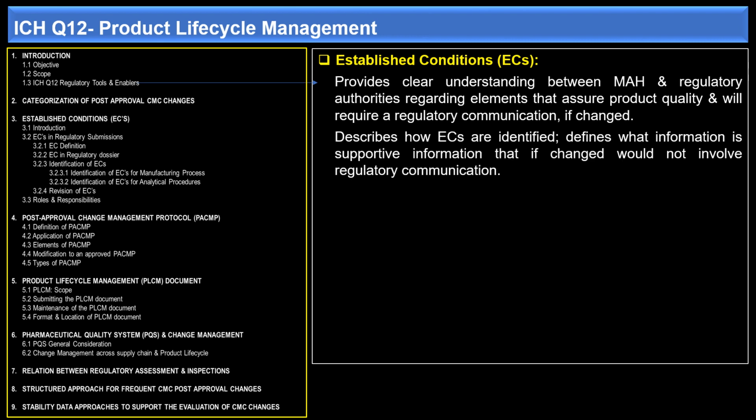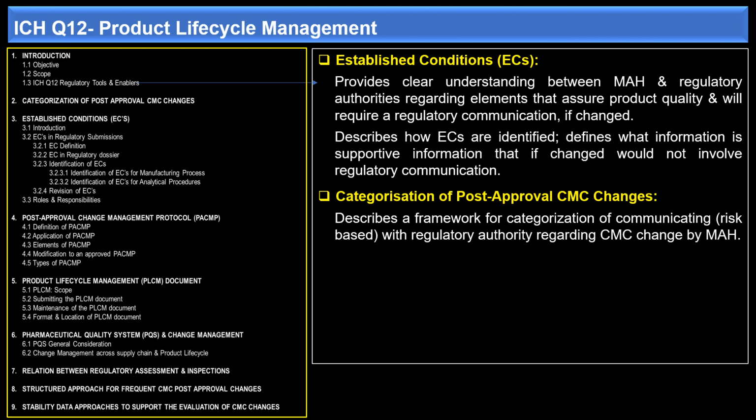It describes how established conditions are identified, defines what information is supportive information, like all the information in an application is not established condition. So it clearly differentiates between the established conditions and the supporting information. So the supporting information is the information that if it is changed would not involve any regulatory communication. It defines the categorization of the post-approval CMC changes.